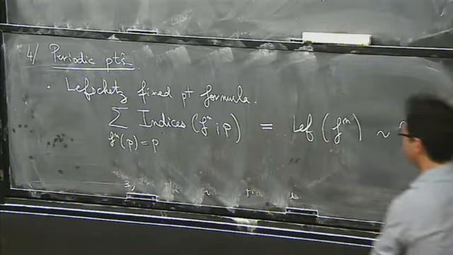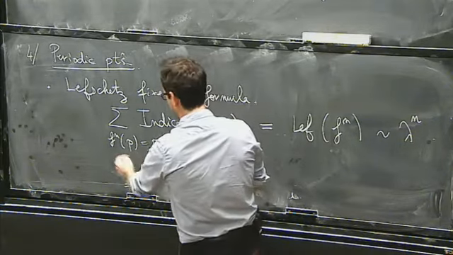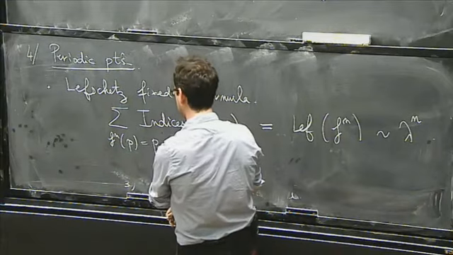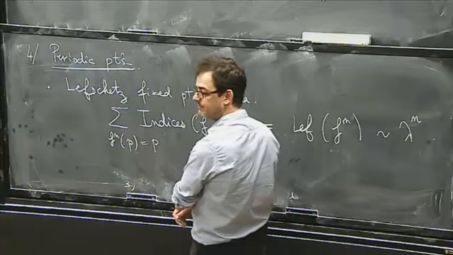So there is one issue with this formula. For instance, it could happen that there are non-isolated fixed points. So you could have curves of periodic points.